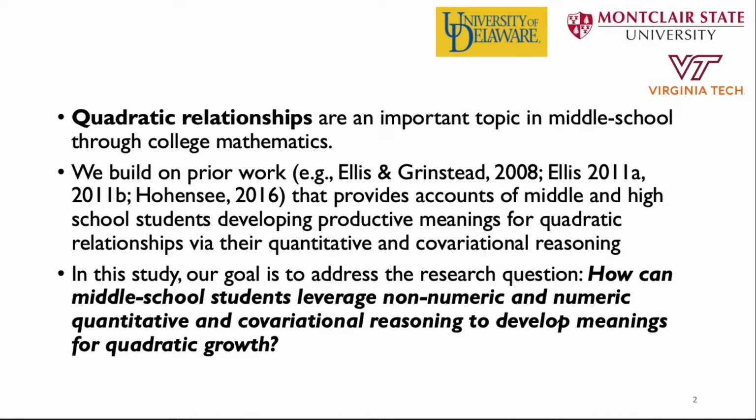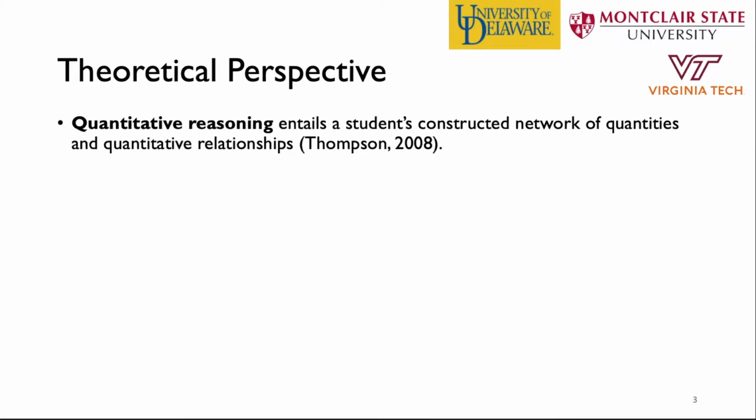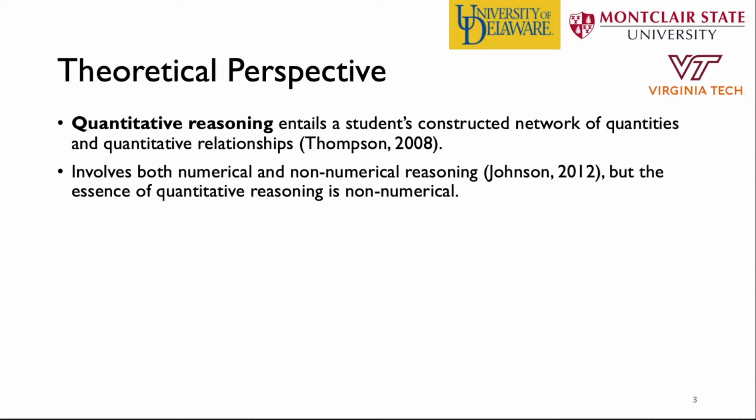In our study, our goal is to address the research question: how can middle school students leverage non-numeric and numeric quantitative and covariational reasoning to develop meanings for quadratic growth? Theoretical perspectives. Quantitative reasoning entails a student's constructed networks of quantities and quantitative relationships, and as I mentioned before, it involves both numerical and non-numerical reasoning.